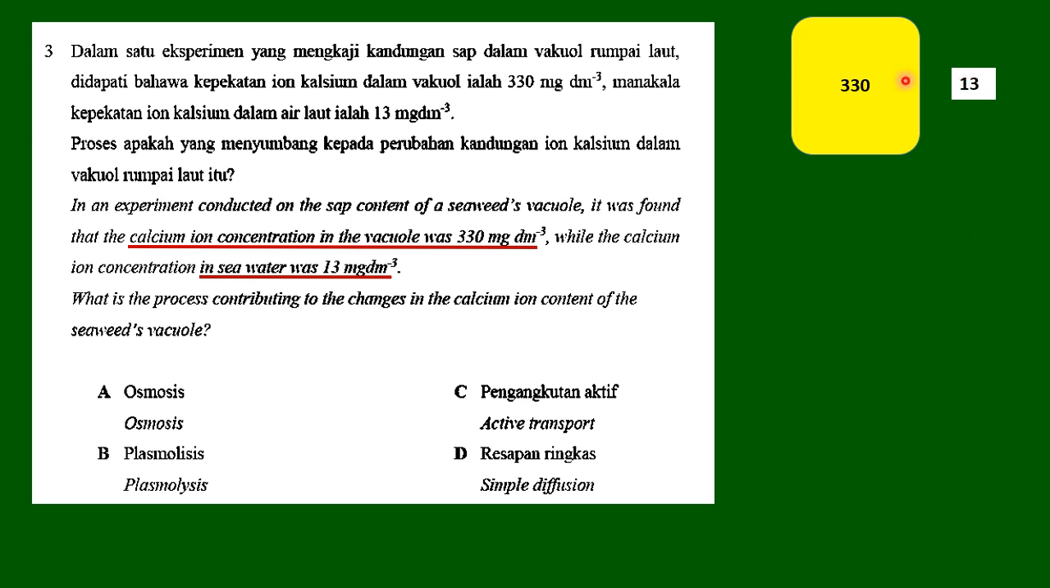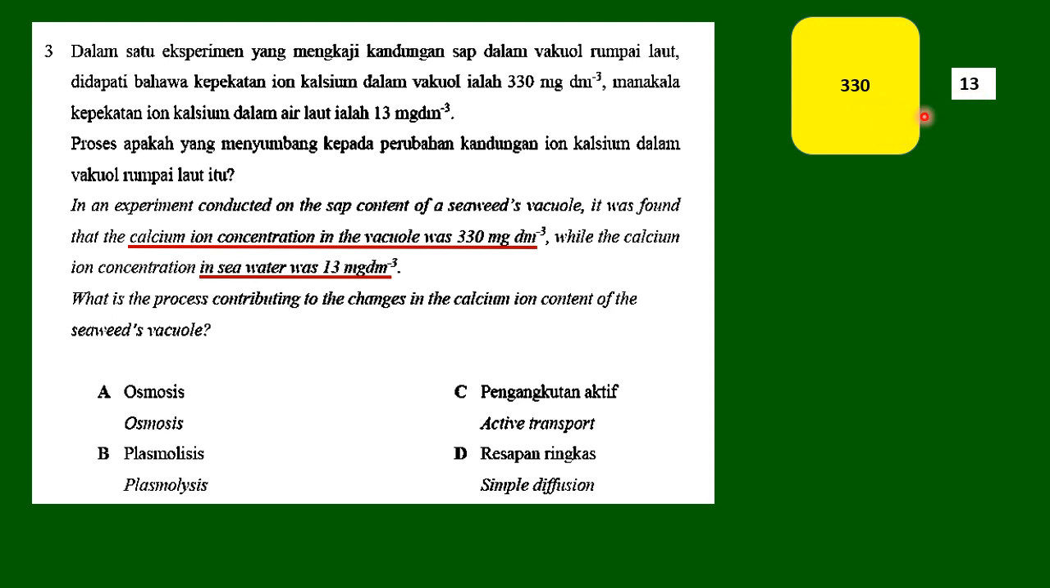Okay, so if we make a rough sketch here, it is like this. Inside the cell, you have the calcium ion concentration equal to 330 units, and then outside is 13 units, right?